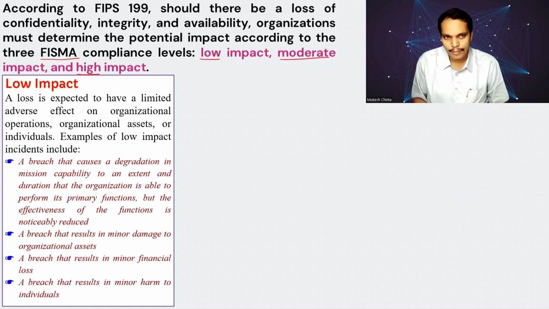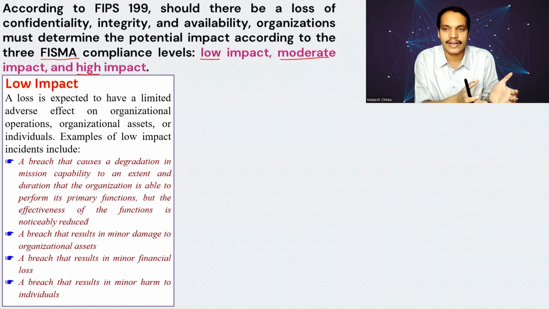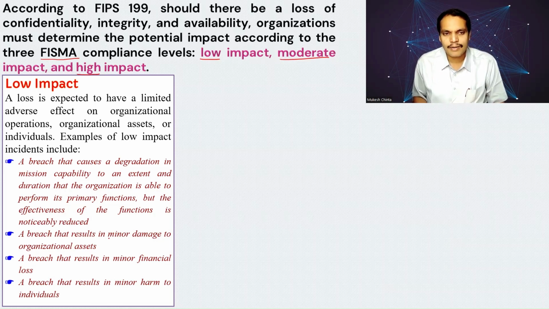If you study low impact, it is a breach that causes a degradation in the mission capability to an extent and duration that the organization is able to perform its primary functions, but the effectiveness of the functions is notably reduced. Low impact, as the name tells you, means the impact might be little. The effectiveness of the functions can be reduced, but the system will not stop functioning. Similarly, a breach that results in minor damage to organizational assets, minor financial loss, and minor harm to individuals comes under the low impact category.